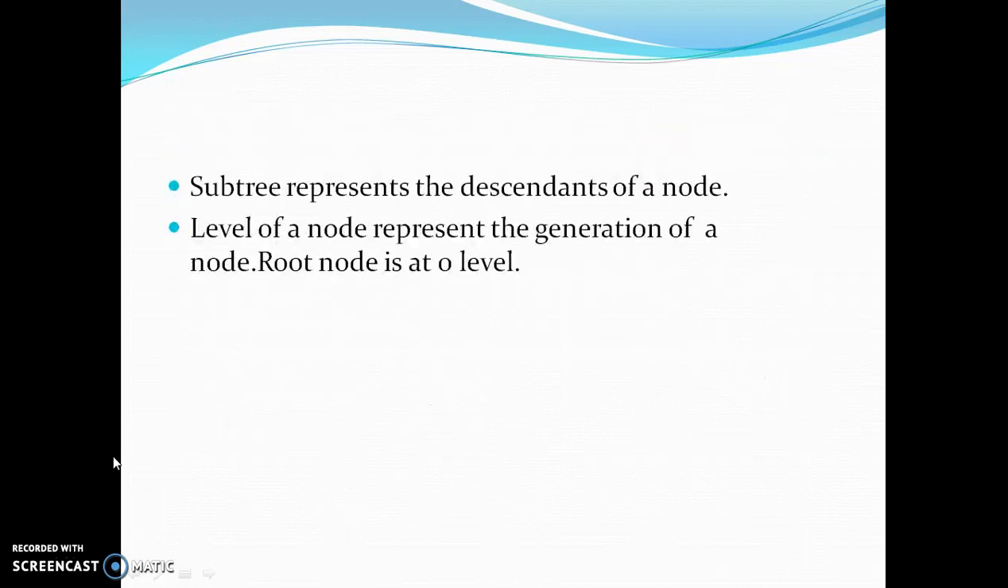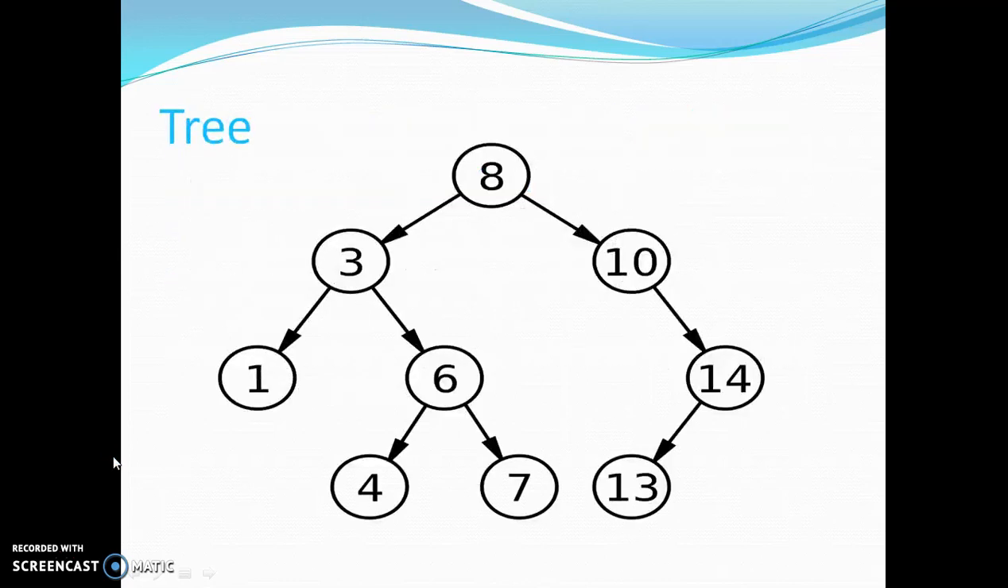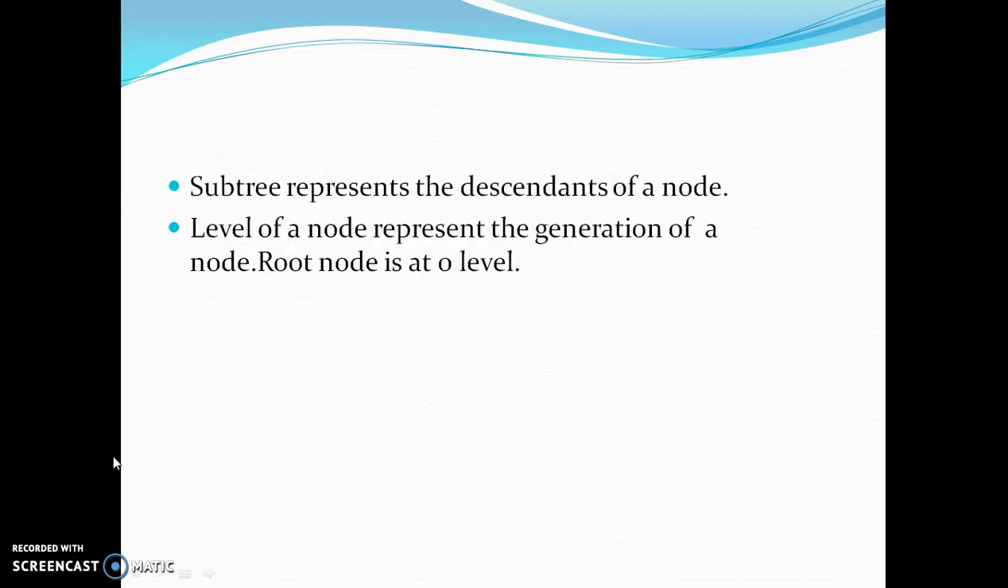Subtree represents the descendants of a node. So here we have a subtree with 6 as a parent of 4 and 7. We can say that this is a subtree. The level of a node represents the depth of a node. The root node is at level 0. Sorry, it's 0, I've written it wrong.